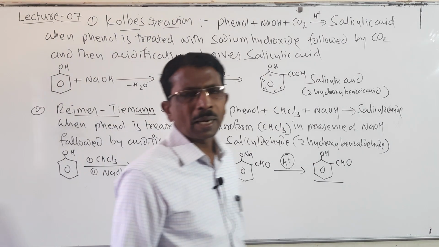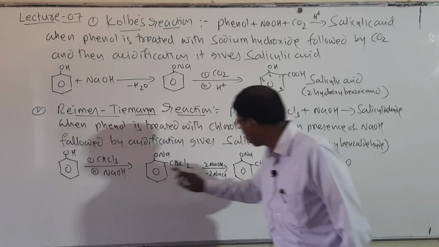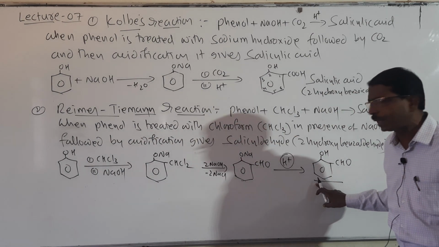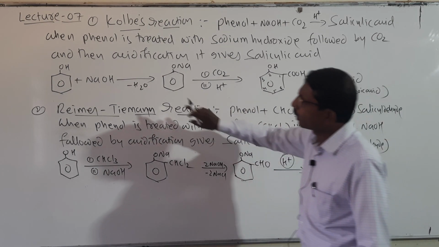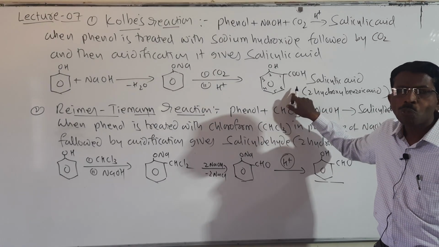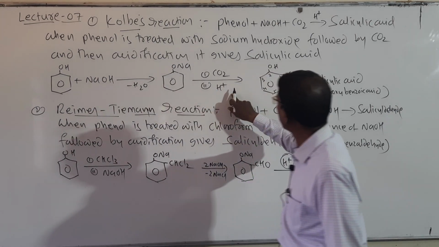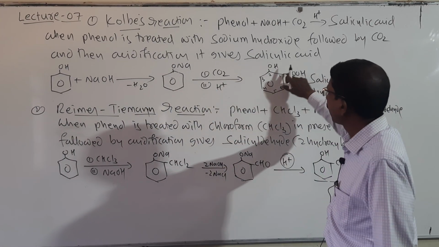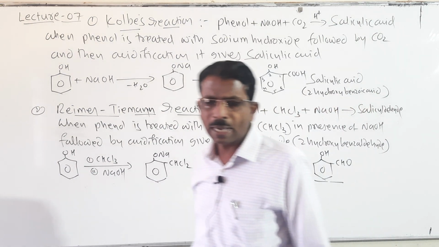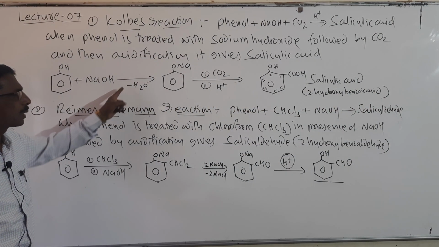What is the Reimer-Tiemann reaction? Or indirectly they may ask, how do you convert phenol to salicylaldehyde? Or for Kolbe's reaction, how do you convert phenol to salicylic acid? Or they give the reactants phenol, NaOH and then CO2 and H2O, and ask you to identify the product A. Like this they ask the question. So here is the method. It carries 3 marks.